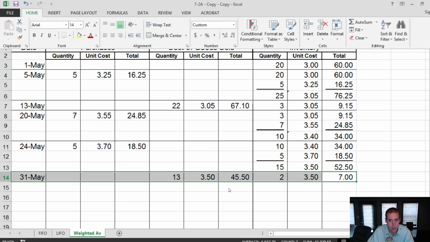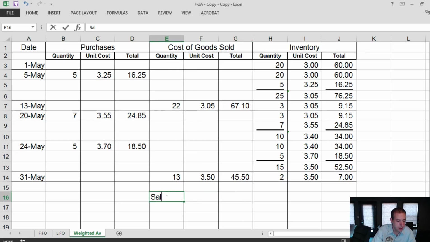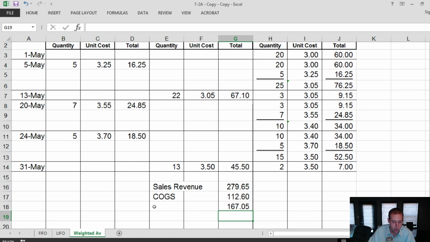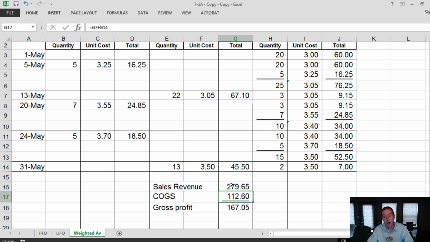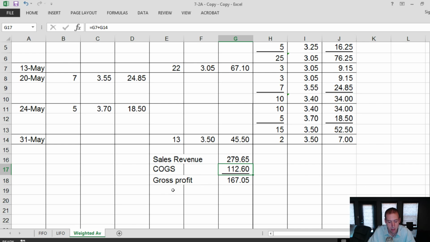This is a done deal. So our sales revenue for the period did not change from FIFO or LIFO. Our sales revenue was $279.65. Our cost of goods sold, that did change. It's the sum of our cost of goods sold transactions, right? It's $112.60. Sales minus COGS equals our gross profit. Our gross profit here was $167.05. Okay, one last thing to do, and that's the journal entry.